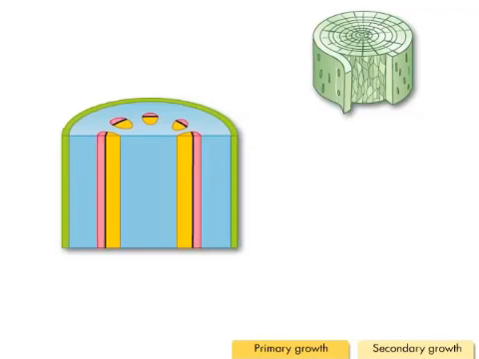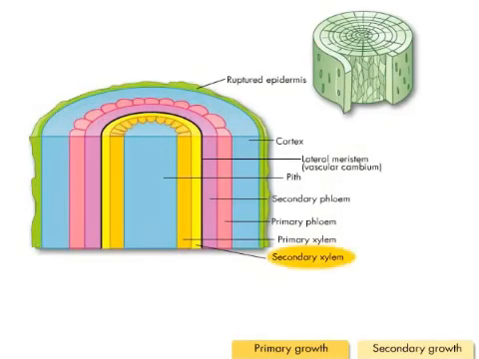Cells in the vascular cambium divide and produce secondary xylem toward the inside of the vascular cambium and secondary phloem toward the outside of the vascular cambium. Secondary xylem becomes wood, while secondary phloem becomes the inner bark. Note that the upward expansion of tissues causes the epidermis to rupture.